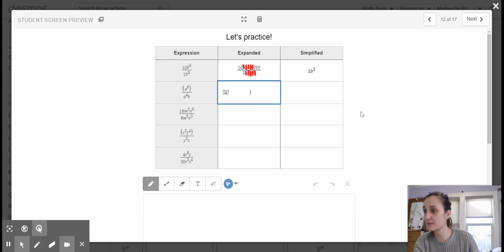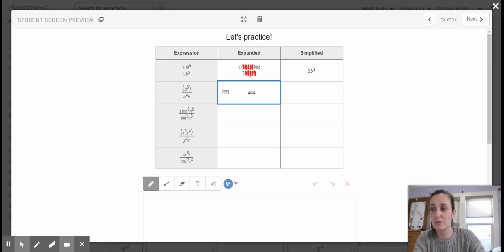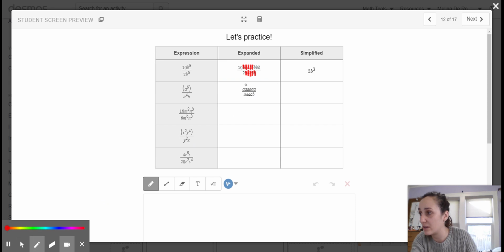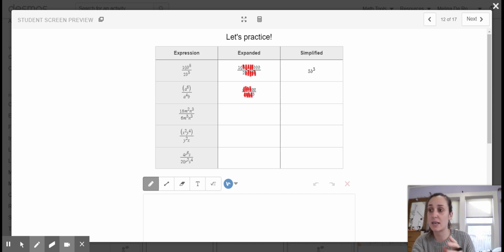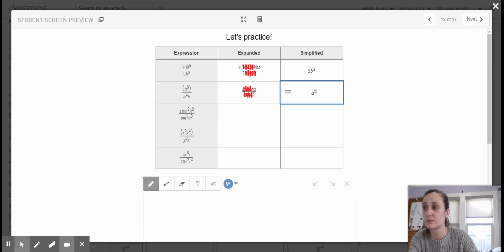For this next one, I have 6 a's, 1, 2, 3, 4, 5, 6, divided by 4 a's, 1, 2, 3, 4, and a b. Again, I see I have an a in the top and an a in the bottom. Since they match up perfectly, they cancel out. Now what I'm left with is 2 a's in the top, which is a squared, over 1 b in the bottom, which is just b.